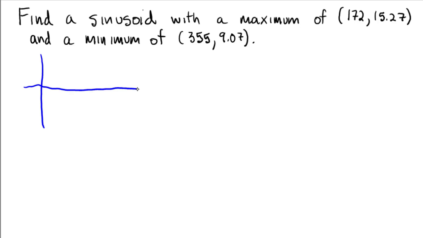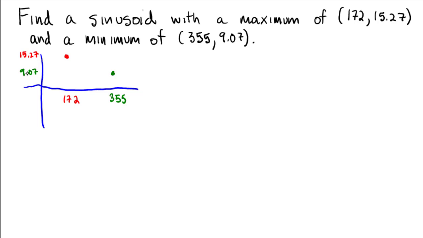So we want it to have a maximum of (172, 15.27). So let me just put a dot out here somewhere, and I will call this 172, and this one 15.27. And that's supposed to be a maximum, and then it's supposed to go down to a minimum, and that minimum is supposed to be located at (355, 9.07). So let me put a 355 here and a 9.07 here. Okay, so those two points are supposed to be the maximum and the minimum of this sinusoid.